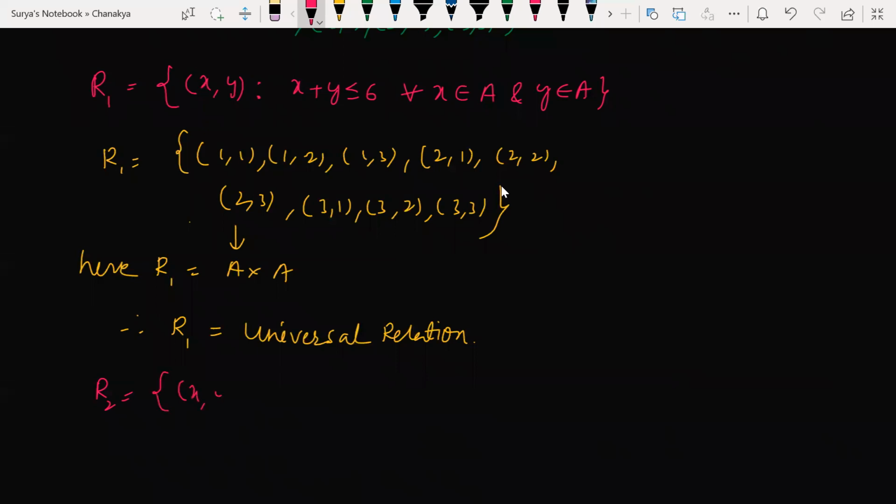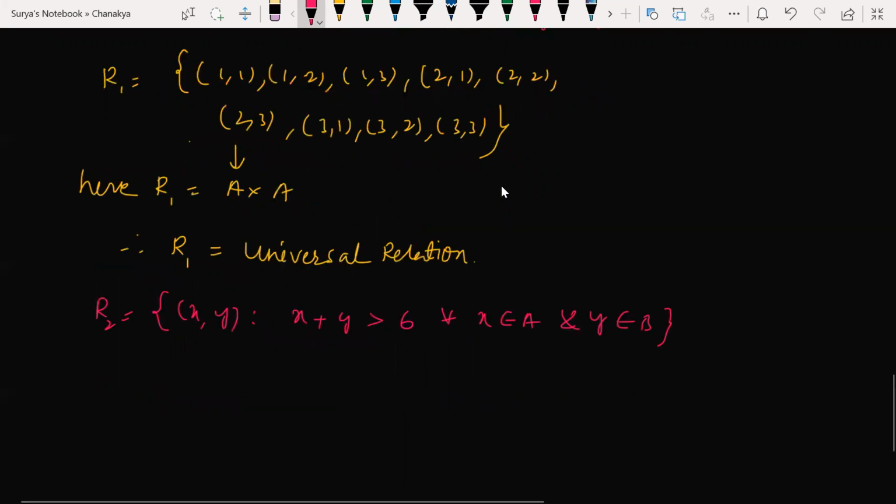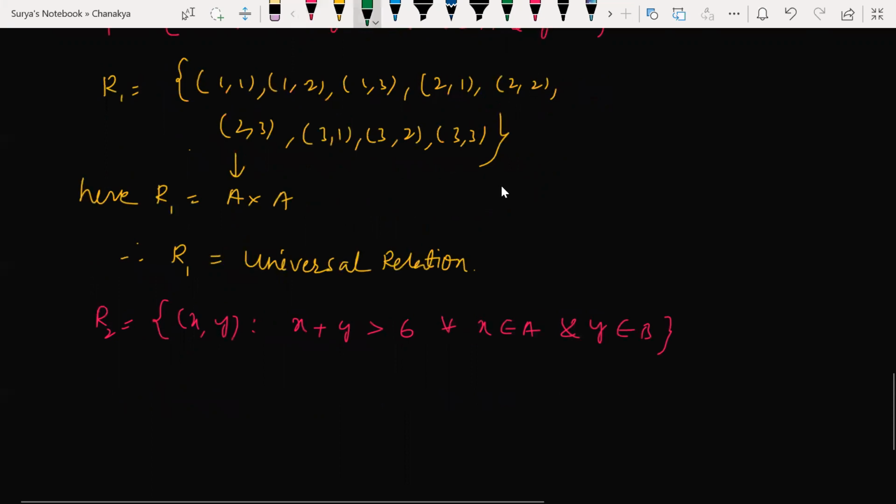X comma Y such that X plus Y greater than 6, for all X belongs to A and Y belongs to B. Okay, now let's write this. Arrange the ordered pairs of this. X plus Y greater than 6.